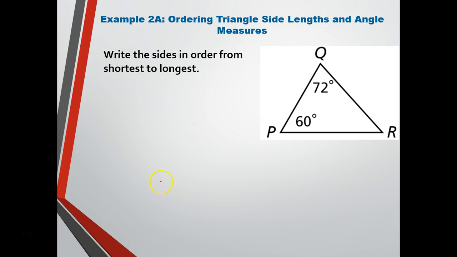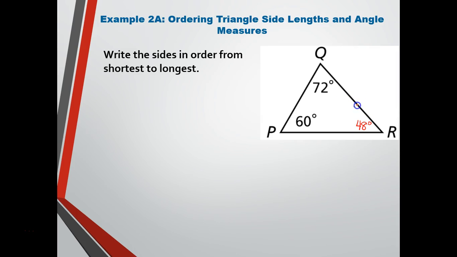Okay, now we're going to do just what we've been doing, but in reverse. Now we're asked to write the sides in order from shortest to longest. For this one, first we need to figure out what is this angle R right here. And you should know that all angles inside a triangle add up to 180. So subtract 72 and 60 from 180. This last angle right here is going to be equal to 48 degrees.